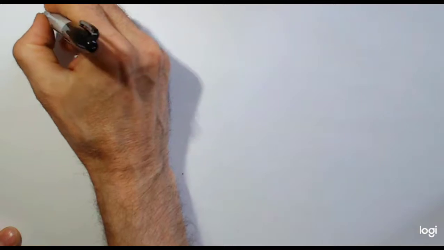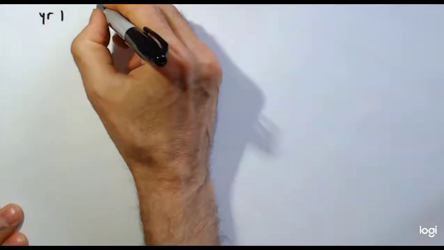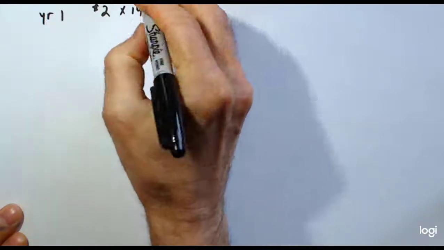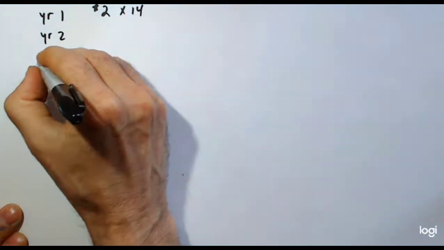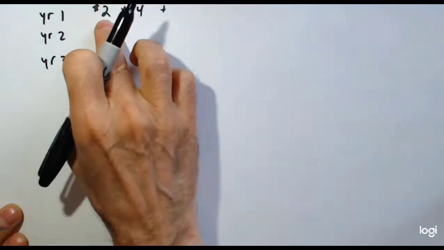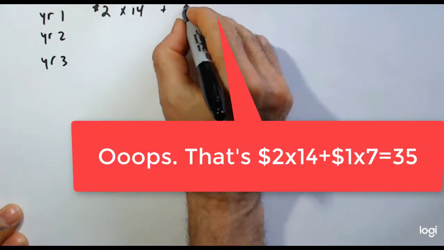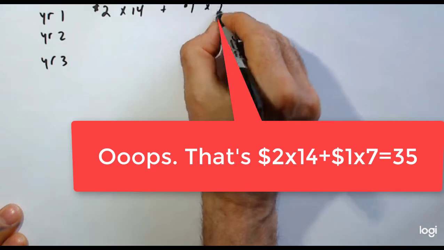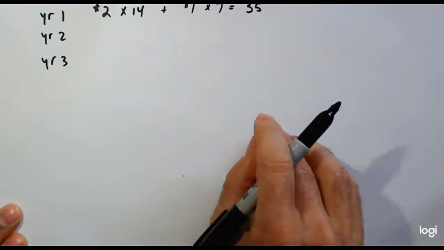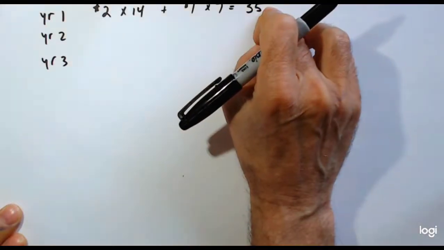So here we have year 1, and we have $2 times 14 cups of coffee, then year 2 and year 3. And then we're going to have donuts, $1 for a donut times 7 donuts. The cost of the basket is $35, or you can think of that as the index.